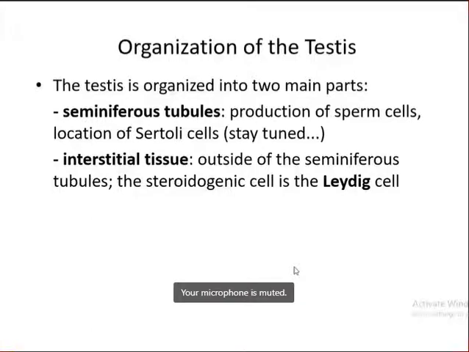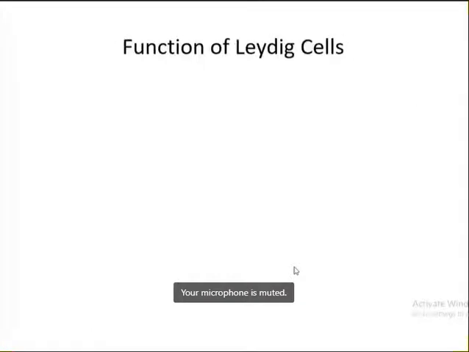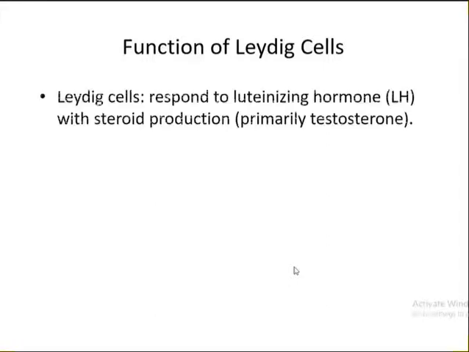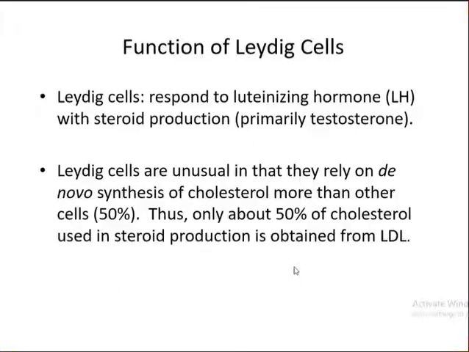Now, coming to the function of Leydig cells. What is the function of Leydig cells? Leydig cells respond to luteinizing hormone with steroid production, primarily testosterone. Very important. Leydig cells are unusual in that they rely on de novo synthesis of cholesterol more than other cells. Thus, only about 50% of the cholesterol used in steroid production is obtained from LDL.